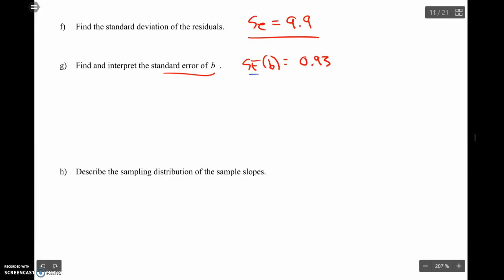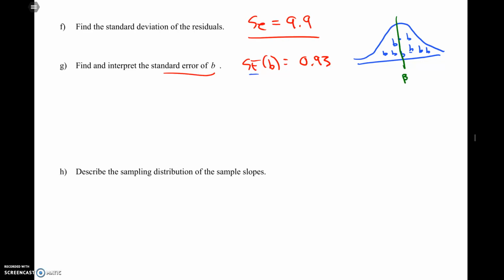Standard error of the slope. That is the spread of the sampling distribution of my sample slopes. Got all these little sample slopes here, right? The true population slope is beta, and it should be at the mean, assuming we took a good simple random sample and all that good stuff, right? So what this is telling us is, when we take our sample slopes, our sample slope is going to typically be this many units away from the true population slope.